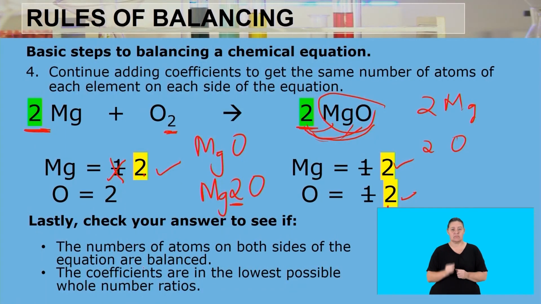Then the coefficients are in the lowest whole number ratio. We need to make sure that our coefficients are always in the lowest possible whole number ratio. By that, what do they mean? Sometimes one of you might want to balance with a 4 here, a 2 there, and another 4 there. Now, that equation will still be balanced because we will have 4 magnesium, 2 times 2 will be 4 oxygen, and remember the 4 will multiply the 1 to have 4 oxygen.